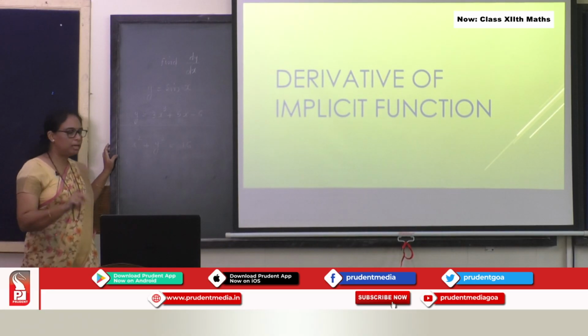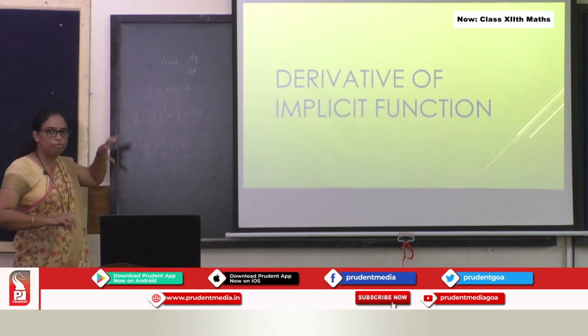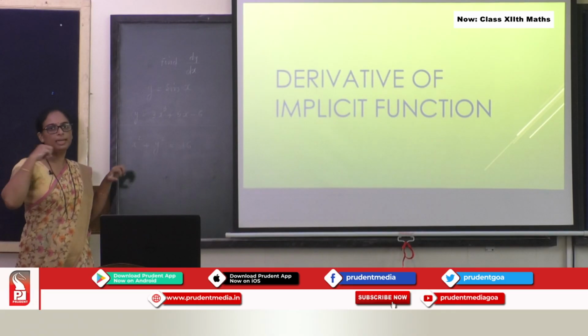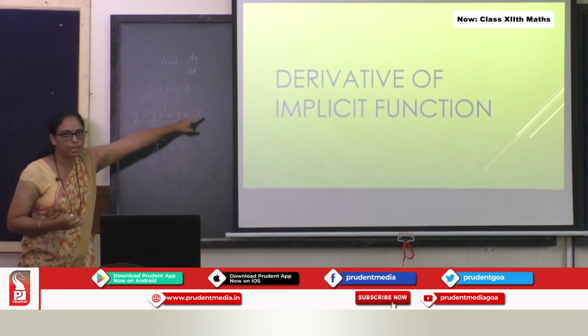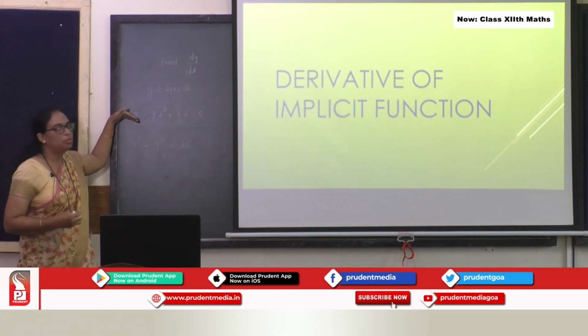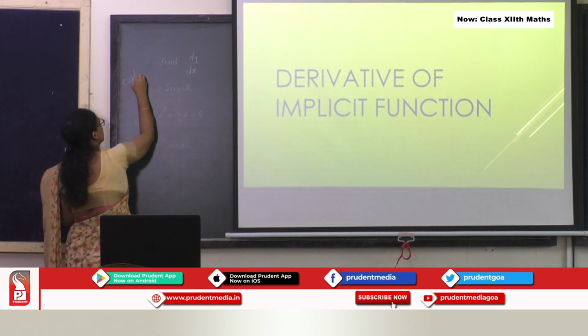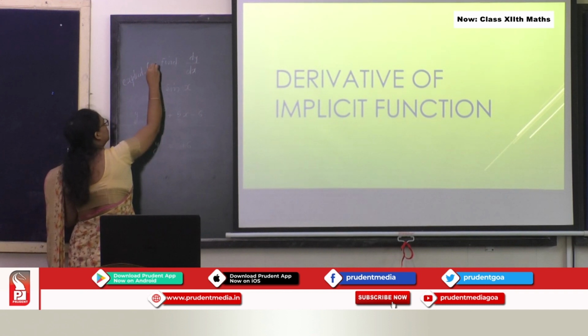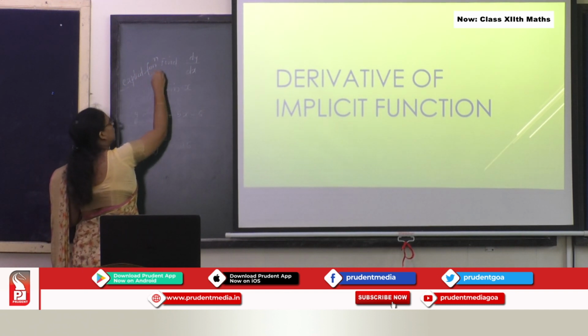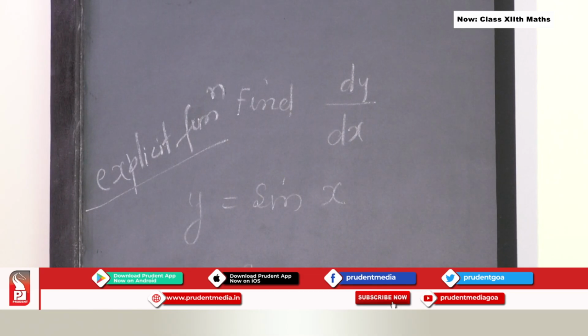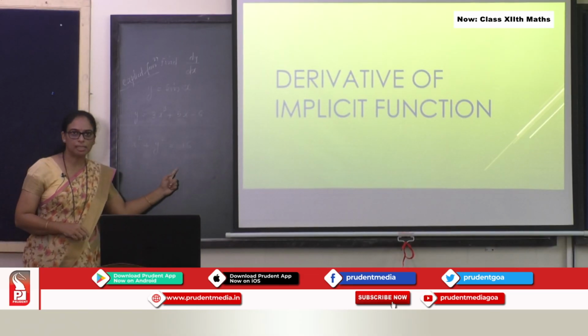Now this pattern of writing the function, where you have the y variable on one side and the x variable used over the other side, these kinds of functions are called explicit functions. So the first two functions which I have written for you are examples of explicit functions. But look at the third case.